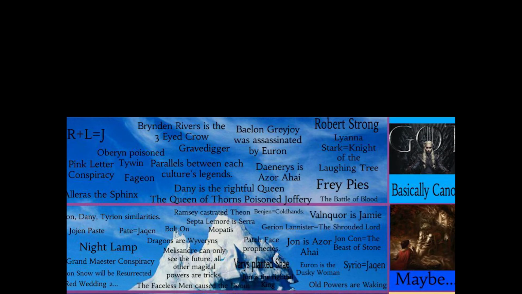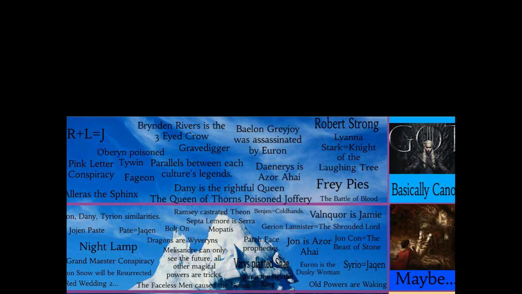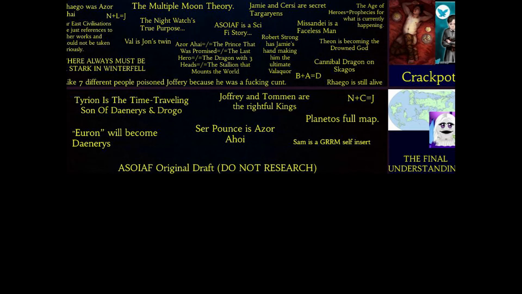If you don't know what an iceberg video is, basically you're going to take a subject, in this case, A Song of Ice and Fire, and you're going to go through each little section here that someone has made up. This iceberg was created by a Redditor, and as you can see, it starts at the very top with things that are basically canon, like R plus L equals J, Faegon, the pink letter, etc. And you go all the way down and you get stuff like Tyrion is the time-traveling son of Daenerys and Drogo, and Sir Pounce is Azor Ahai.